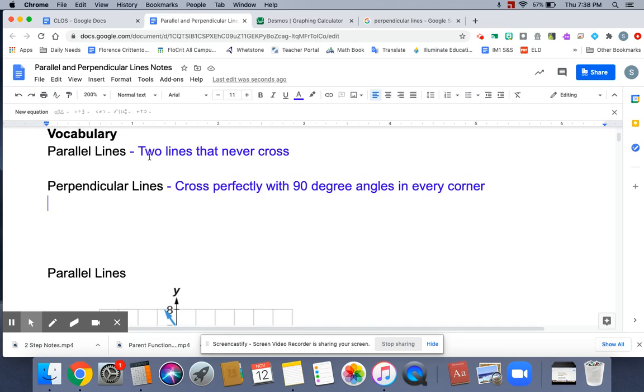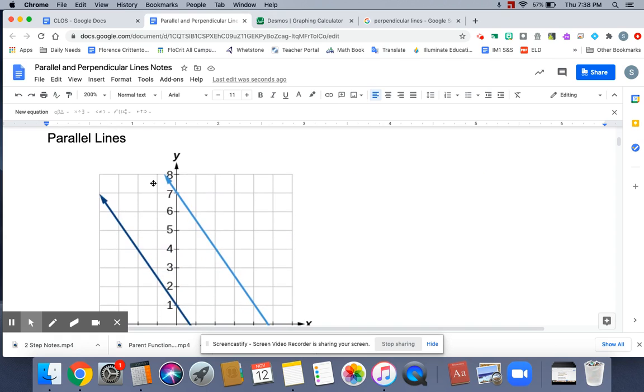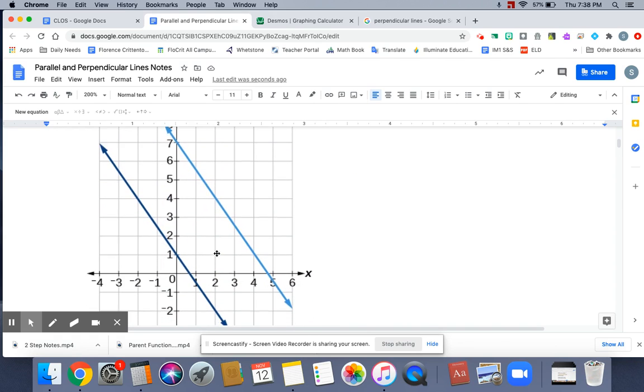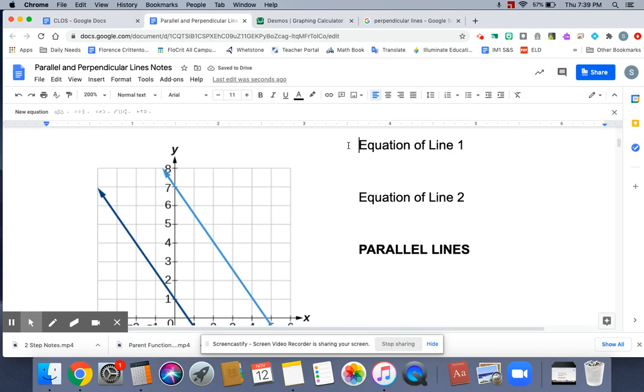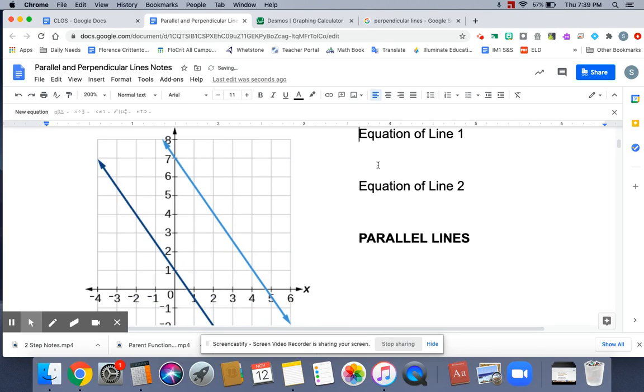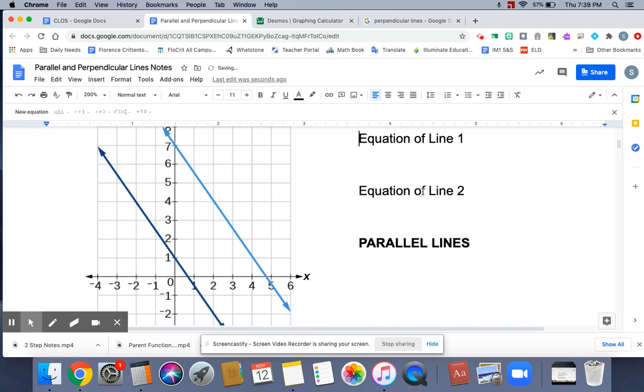So we're going to start with the first one, parallel, two lines that never cross. And here's a picture of them. Well, let's figure out their equation. To do that, we're going to call one of them line 1 and one of them line 2, and we're going to figure out their equations. So let's go ahead and call the dark blue one number 1.